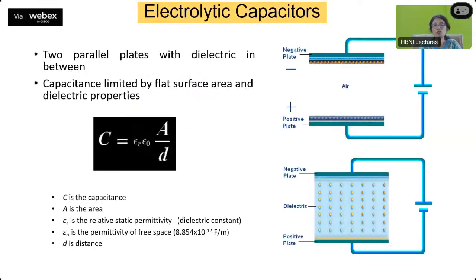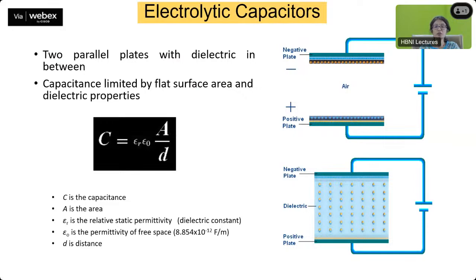So before we go into supercapacitors, it is important to refresh the memory of what we mean when we talk about electrolytic capacitors. So what is a capacitor? You have two parallel plates with dielectric in between, and the capacitance is limited by flat surface area and the dielectric properties. So capacitance is given by this equation, which you can see over here. C is equal to epsilon R epsilon 0 A by D.